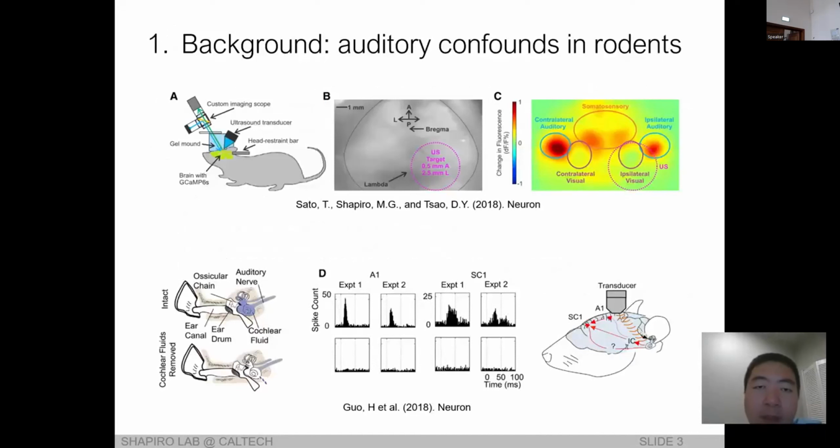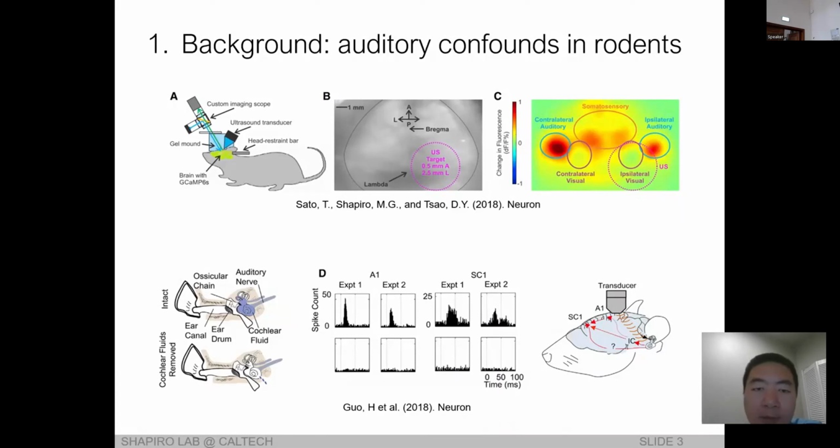A few years ago, Tom and I reported that ultrasound can cause extensive brain activation in rodents. In Tom's study, he simultaneously stimulated mouse visual cortex and recorded the whole brain using wide-field calcium imaging. He found that the ultrasound did not activate its focus, which is the visual cortex. Instead, ultrasound causes activation of the auditory and somatosensory regions bilaterally.